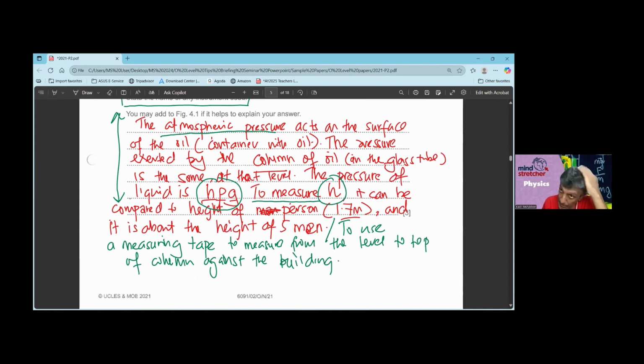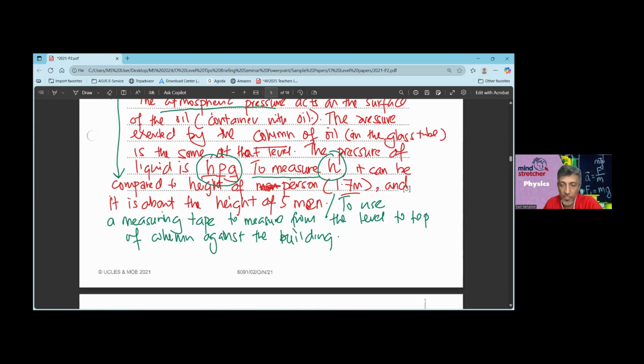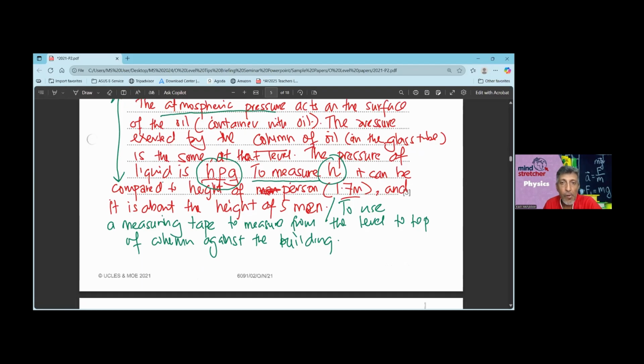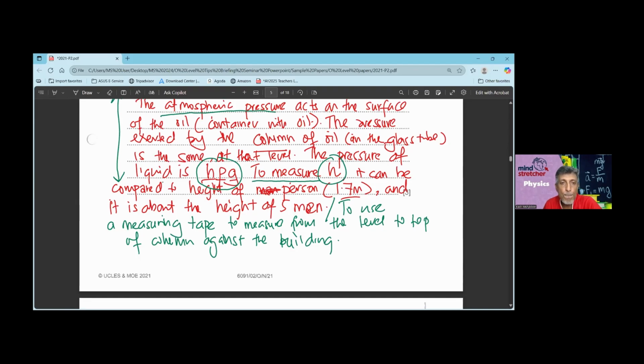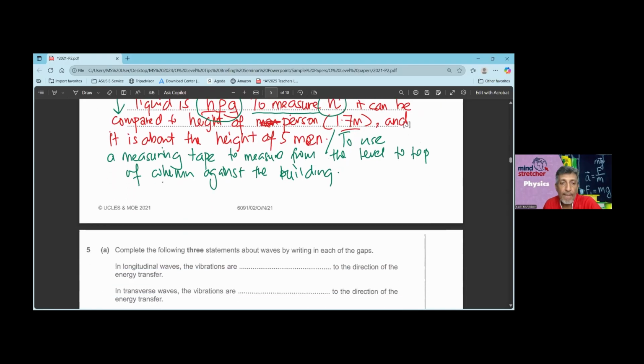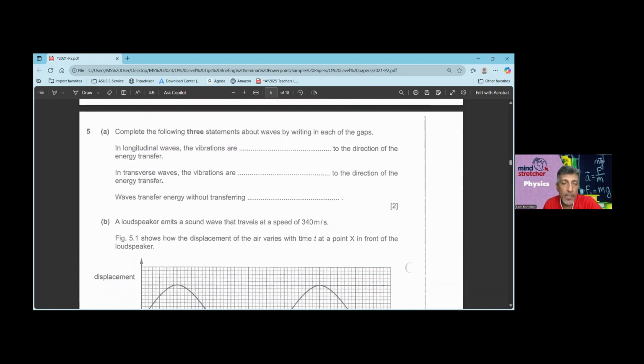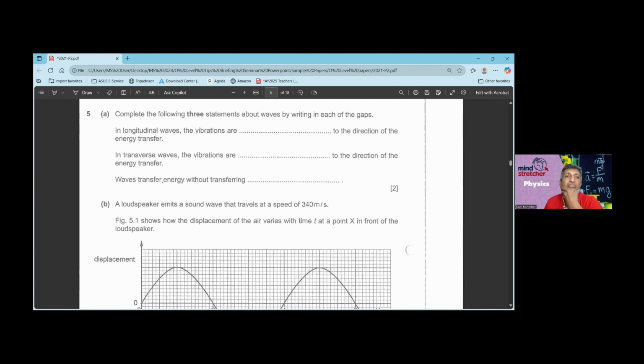All right, we continue. The combined science students, we will continue with questions which are applicable to both pure physics and combined science. Guys, if you have to, you can take a screenshot of this. Complete the following three statements about waves by writing in each of the gaps.